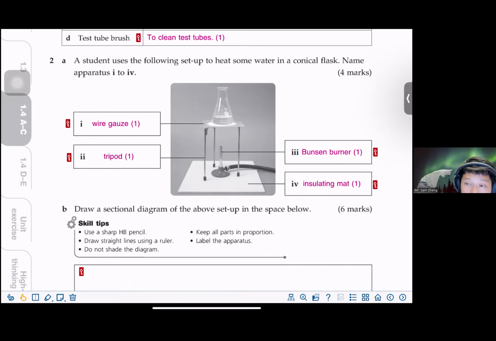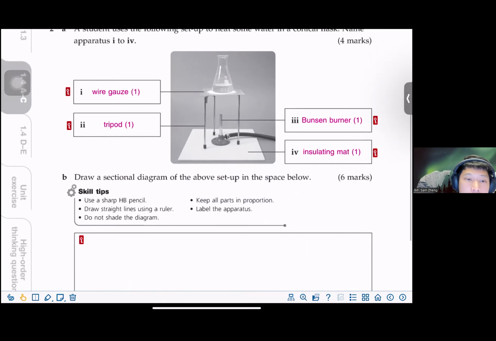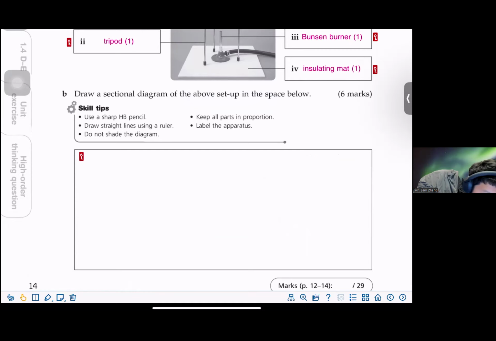Remember that for the Bunsen burner, the first letter, B, must be capital, because Bunsen is a person who invented this burner. Then next, for the sectional diagram, we have already gone through it, so I won't talk about it. Or you can find the answer in the answers of the workbook. So it won't be a big problem.